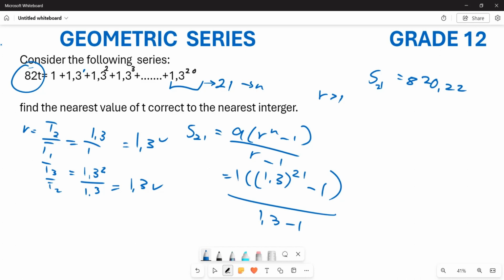So here you are going to say your 82t is equal to 820.22 altogether. From here, obviously, you're going to divide by 82 to find the value of your t. You realize that the value of t is going to be 10, because they said round off to the nearest integer. So 10 is the value of your t.